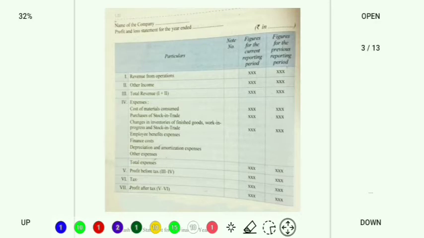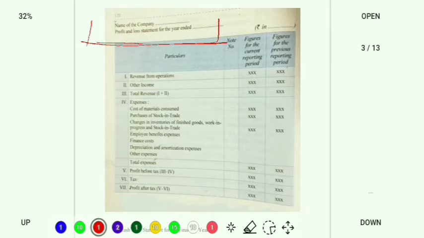Maybe in case of non-profit organizations or in case of partnership, right? So when we talk in terms of companies, we do not call it a PL account. Instead, we call it a statement of profit and loss. Okay? So this is how it looks. Over here on the upper part, we write the name of the company. Suppose X Limited, profit and loss statement for the year ended 31st March 2021. Correct? This will be my upper part.